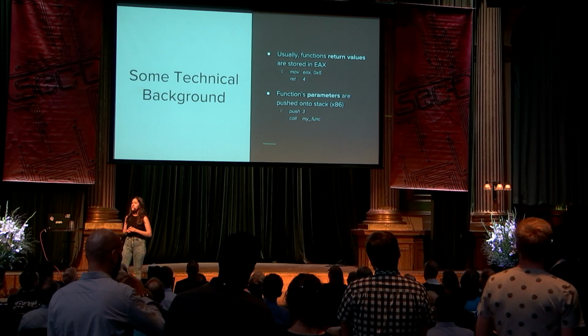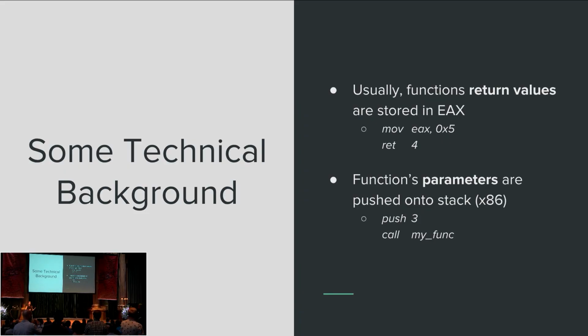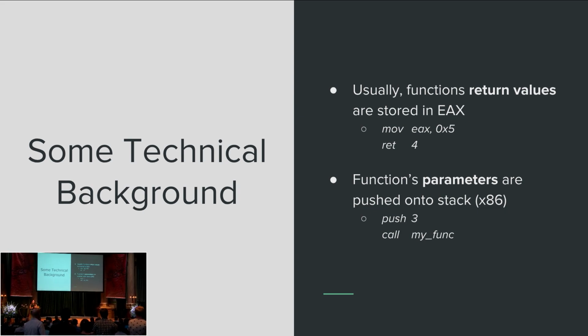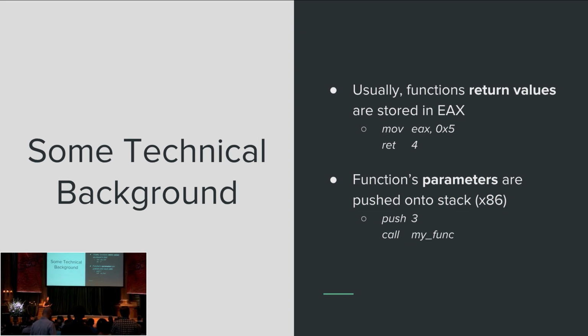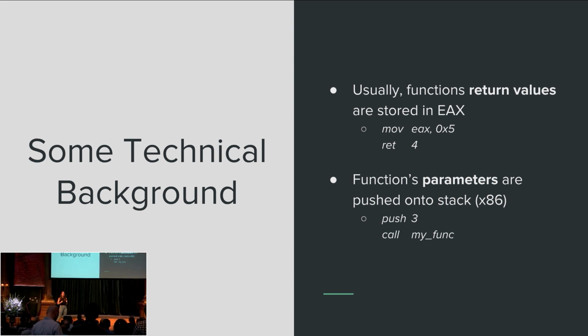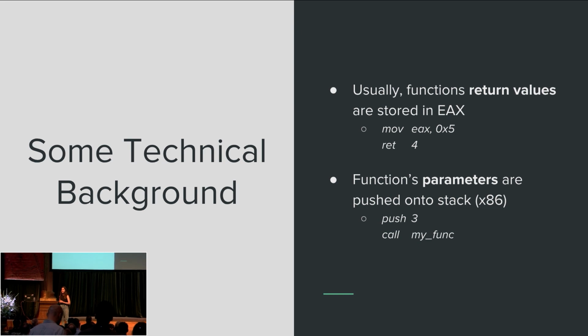The second one is that function parameters are pushed onto the stack before calling the function. For example, we have here push the value 3 and then call myfunc. So we understand that myfunc receives one parameter, in this case 3. Right after the function is called, it's going to access its parameters by reading them from the stack, and use them and do whatever it needs with them.